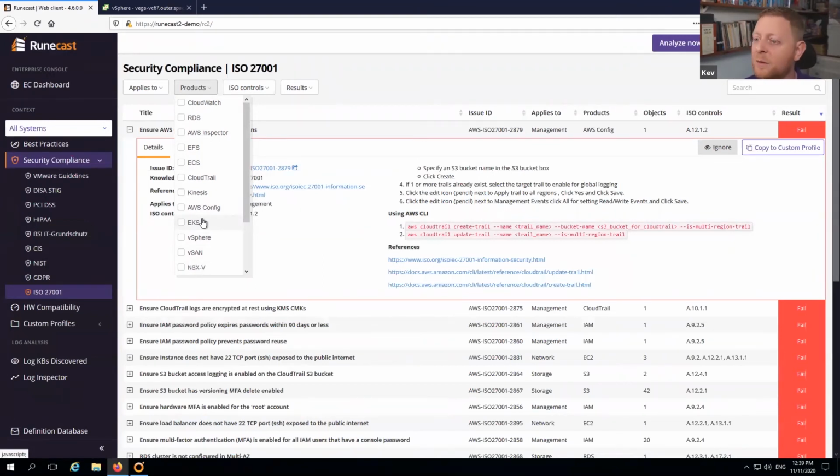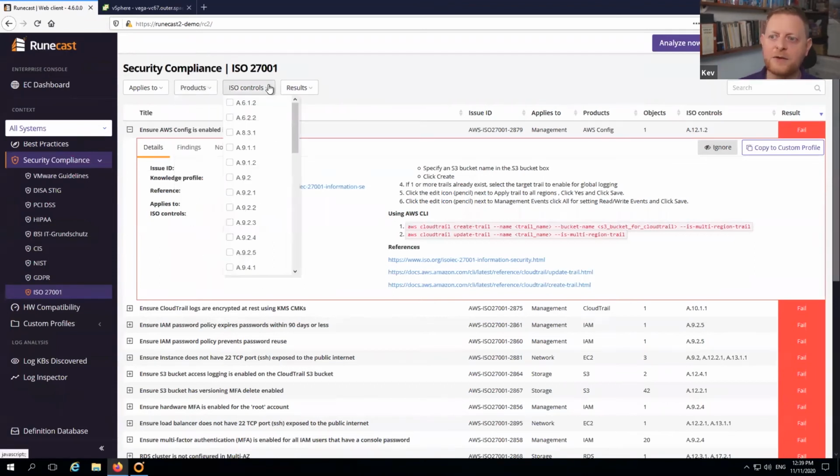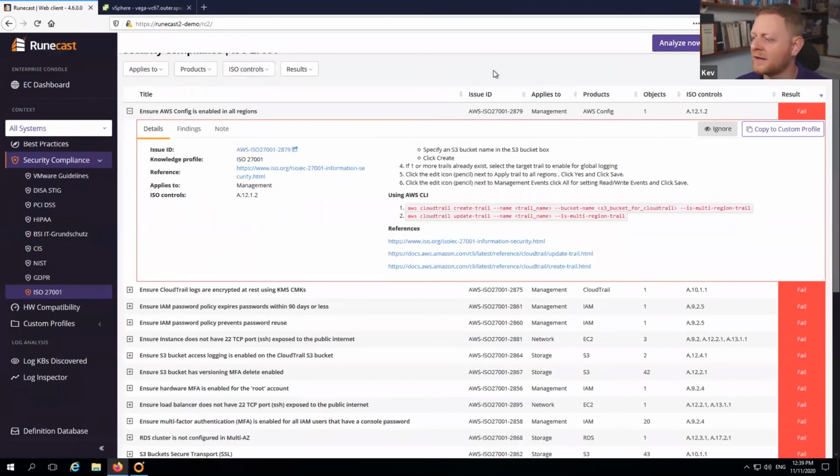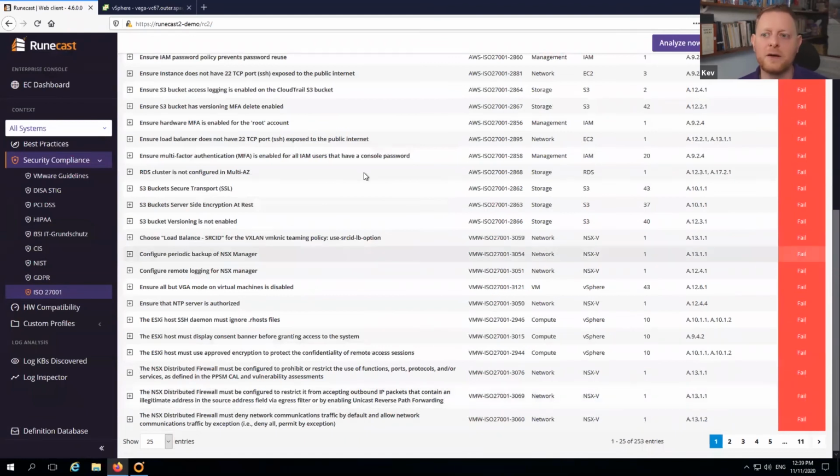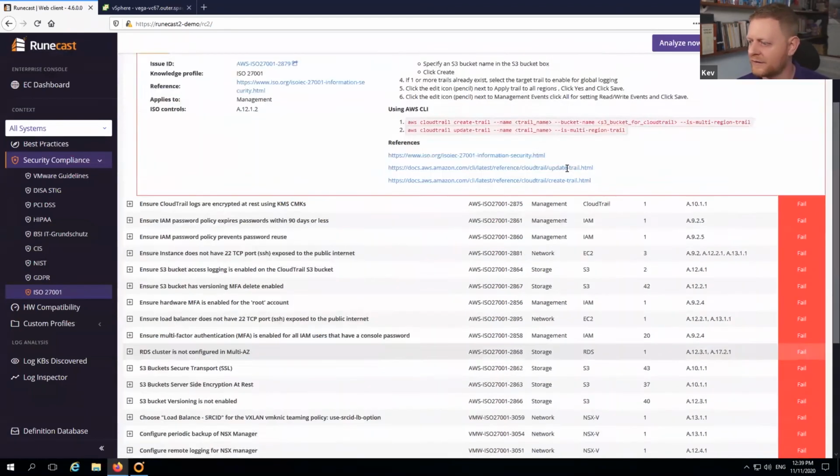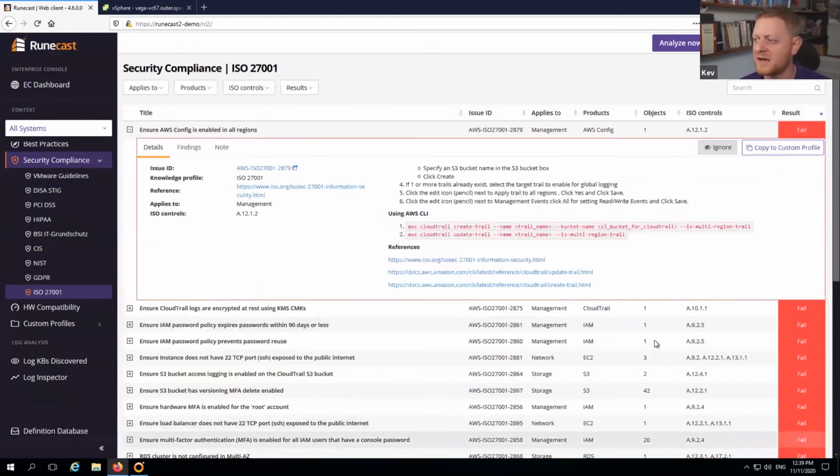So we've got all this information in here, and that's really good. But maybe we actually only want to look at specific ISO controls. So we can filter this information that we have. Let's just see how many findings we have. So I've got 253 findings, and some of these have got 42, 20. Some of these are impacting multiple different objects.